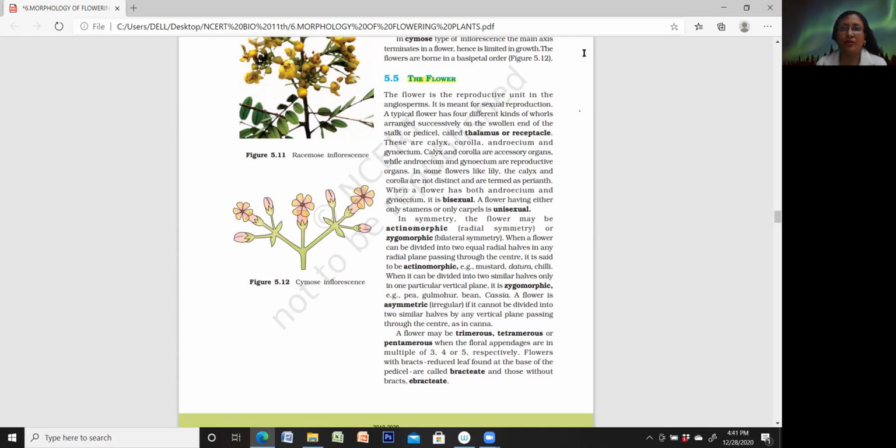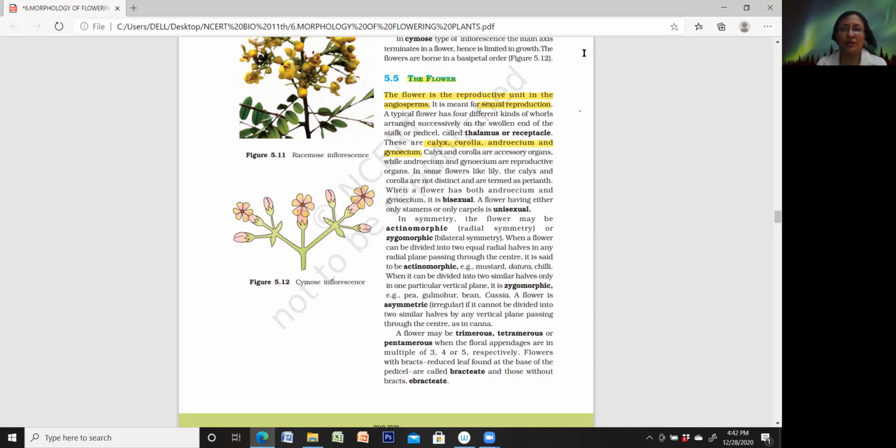And as you can see, I have already shared the screen. This is NCERT. So let us take NCERT coverage along with the understanding of flower, the various parts of the flower. Now, firstly, you have to understand what is flower, and flower is definitely, as it is given here, a reproductive unit in angiosperms. So it is meant for sexual reproduction, and a typical flower has various parts. We are going to discuss the parts, which are namely calyx, corolla, androecium, and gynoecium.